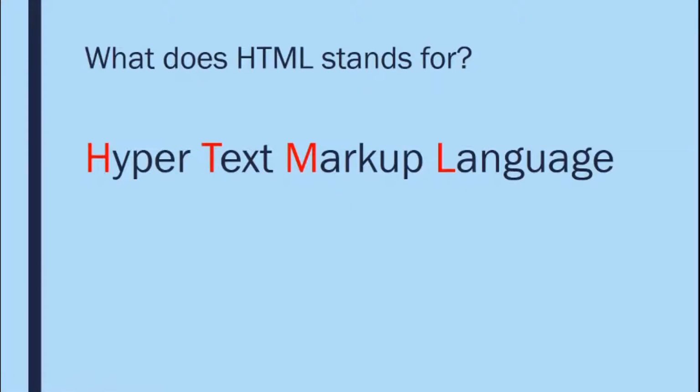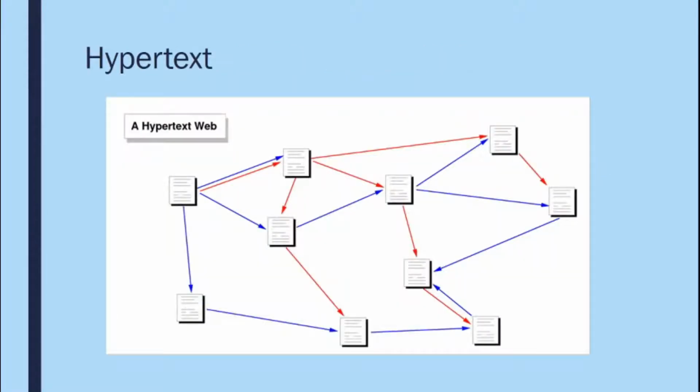HTML is an acronym for Hypertext Markup Language. Let's go over these words and discuss what it means. Hypertext is a text that refers to another text, either in the document itself or in another document. Hypertext is what makes a web-like structure. It is what makes web pages interconnected.